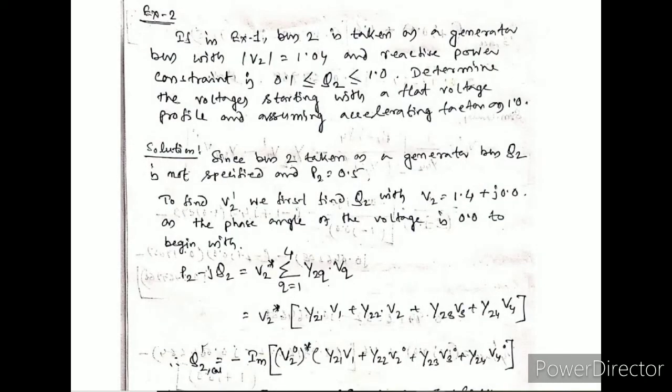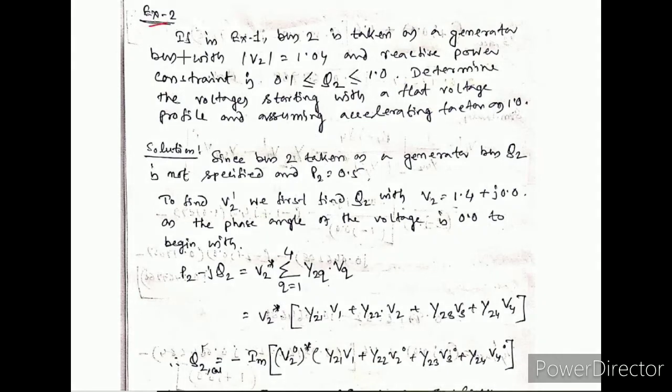Now proceed to the next numerical. In the previous numerical, that means example 1, you have seen that no PV bus or generator bus is mentioned. So definitely somebody may ask, what if a generator bus is present in the numerical, then how to solve it? That is why I have given another example, example 2.